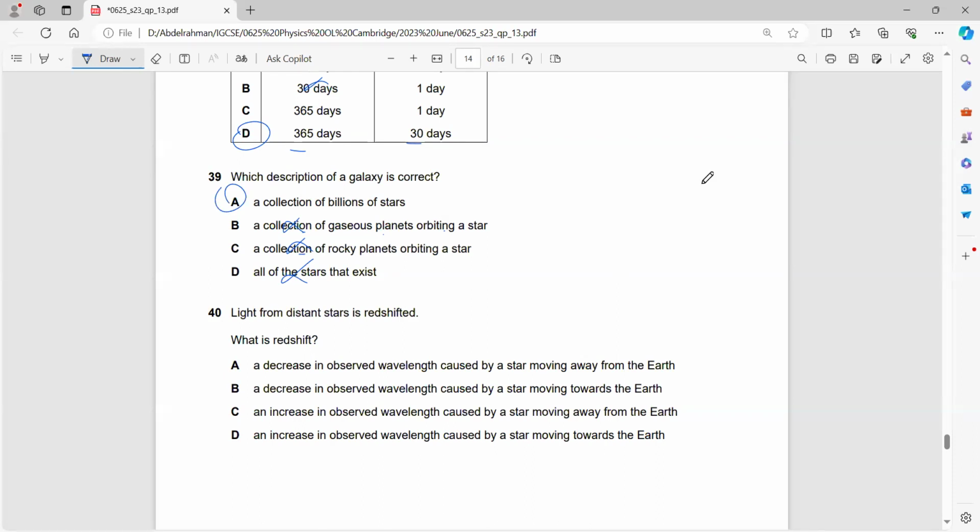Collection of billions of stars: this is a galaxy. Light from distant stars is redshifted. What is redshift? A decrease in the wavelength, or an increase in the wavelength? Yes, it is an increase in the wavelength caused by a star moving away from the Earth, definitely away. Okay, that's it.